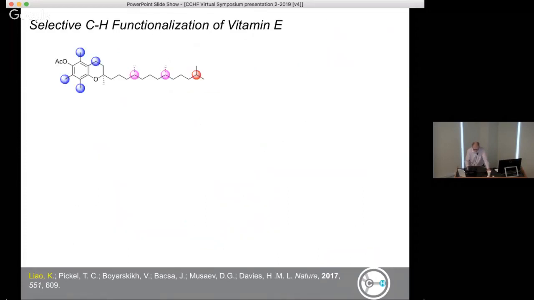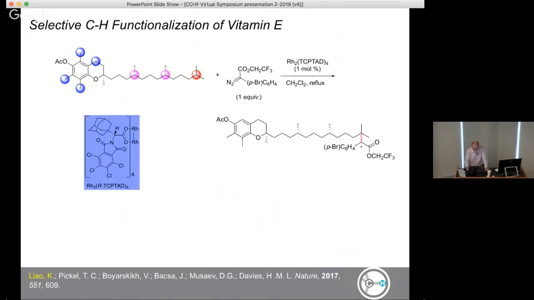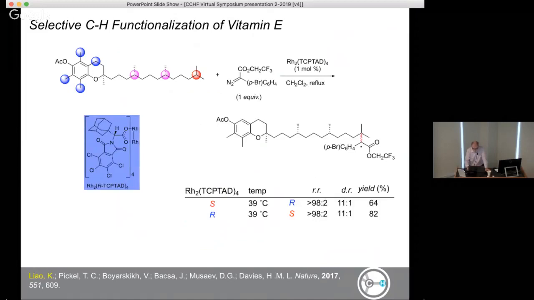You can actually do the chemistry on more elaborate substrates. And again, this catalyst would go for a tertiary CH bond, but it will go for the sterically most accessible. So in this reaction with vitamin E, you've got a lot of benzylic sites, which are electronically favored, as well as 3 tertiary sites. But the reaction goes really cleanly for the most accessible tertiary site.